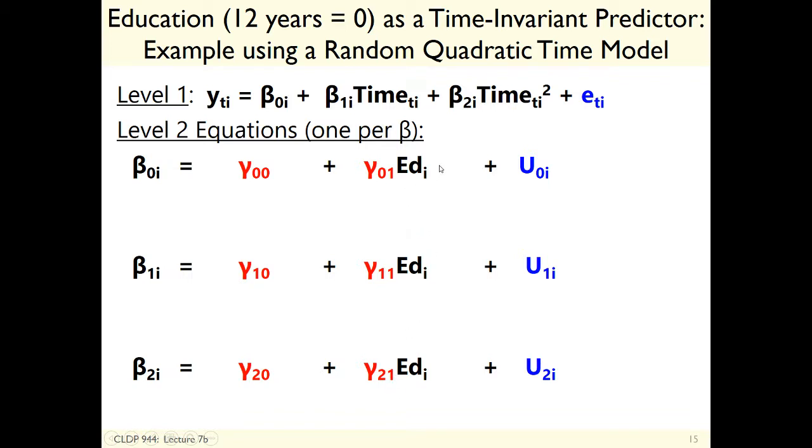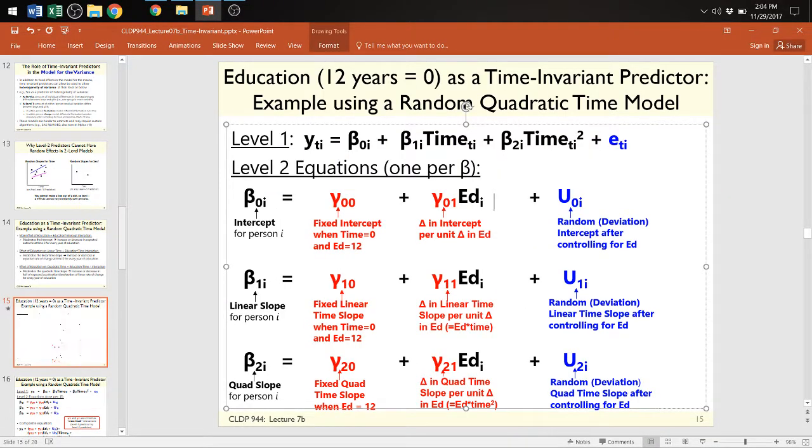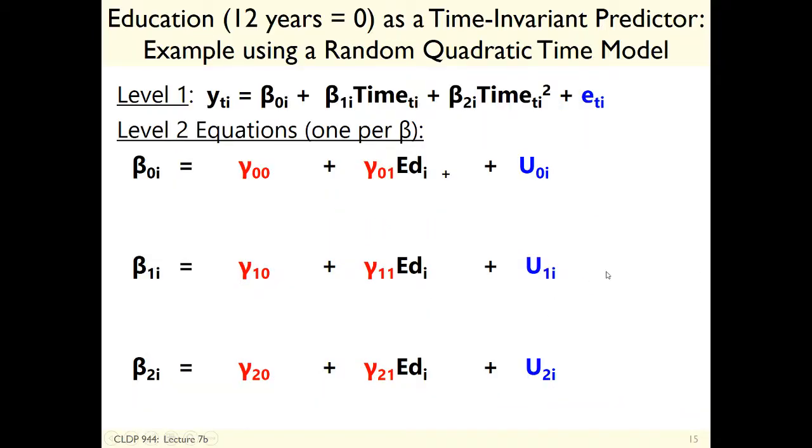So if I added something else in here, for instance, if I wanted to add another predictor of beta 0, what would its subscript be?